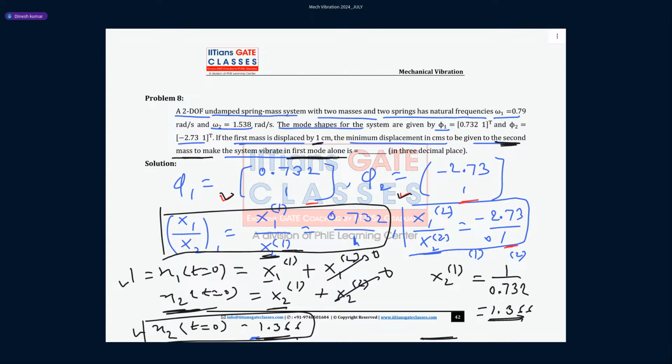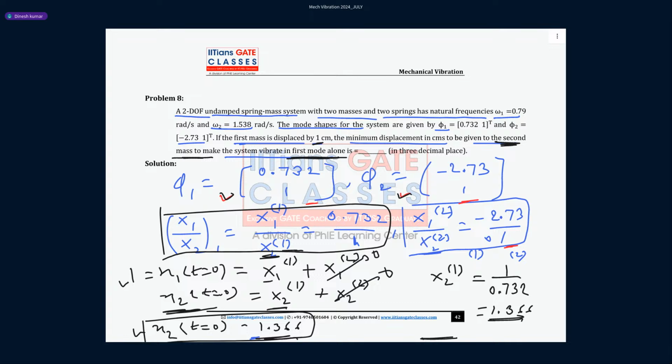Only in first mode. Now guys, one technique I will tell you how to cross check whether whatever we have done is correct or not. How can we check? There is one way to check. I'll just tell you guys what that way is.